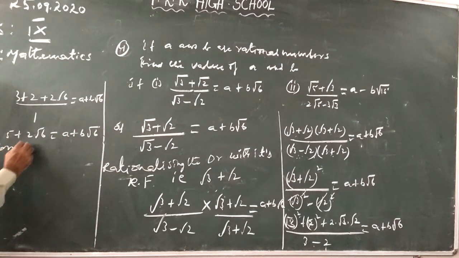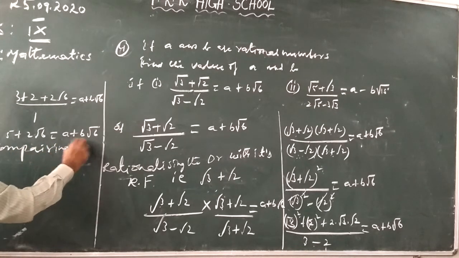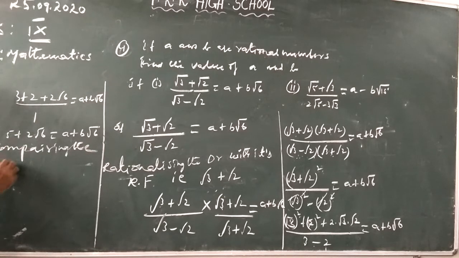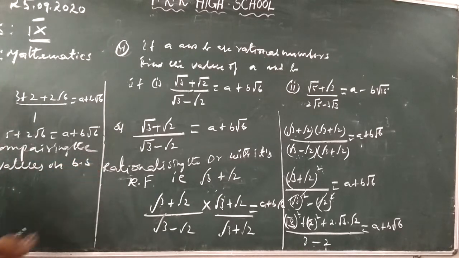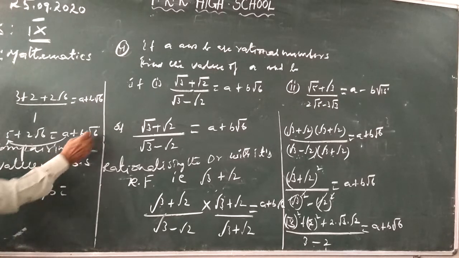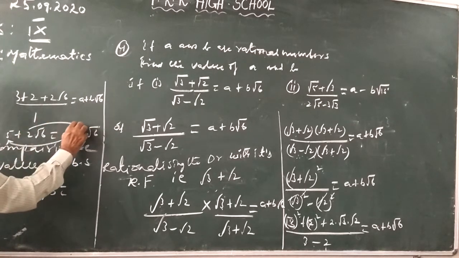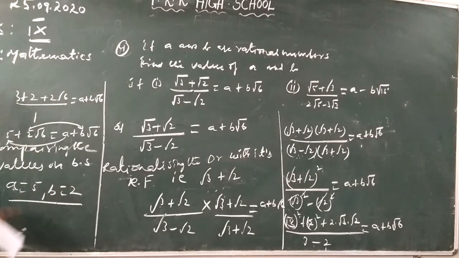Comparing the values on both sides. Here A is equal to what is there? 5. A is equal to 5. B is equal to what is there? 2. B is equal to 2. So therefore A is equal to 5, B is equal to 2.